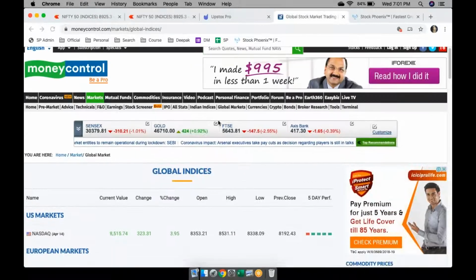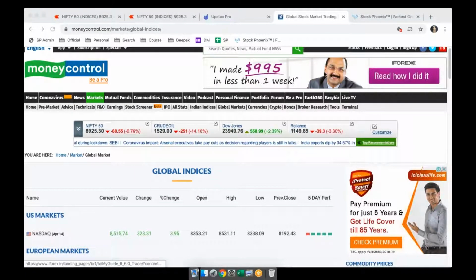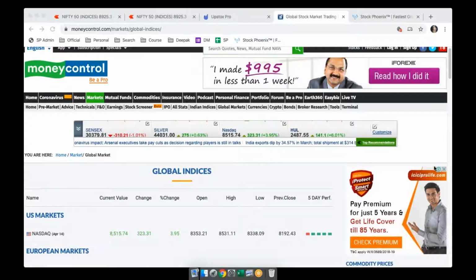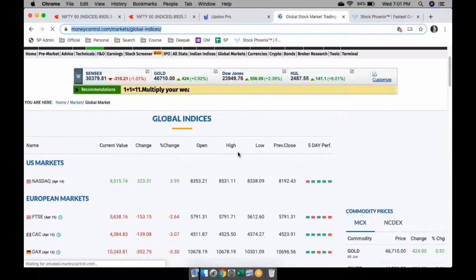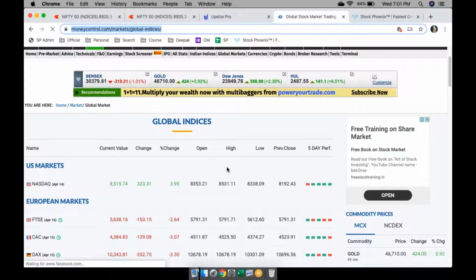Global markets are interrelated to the Indian market. For example, if you see last year, fully global market, our Indian market was supporting global market. So it is completely interrelated. Just a minute, let me show you.